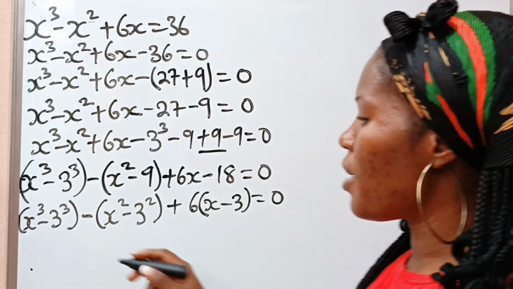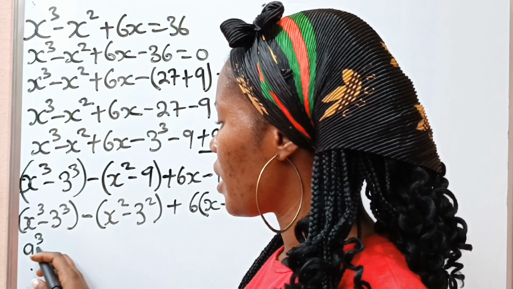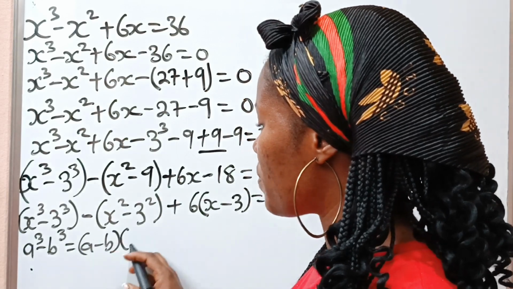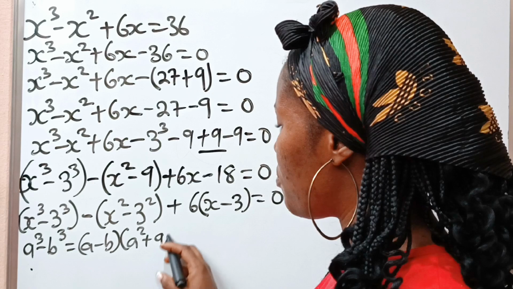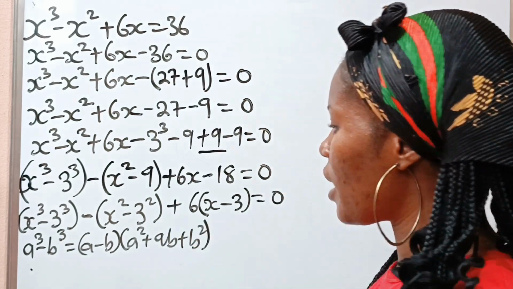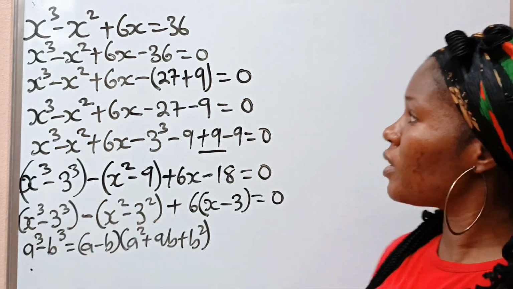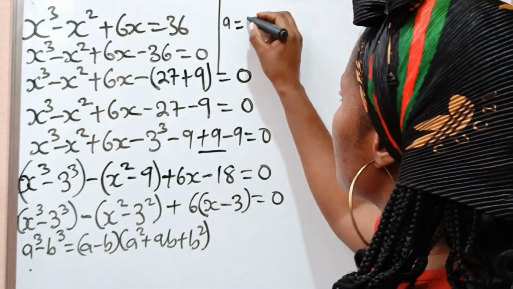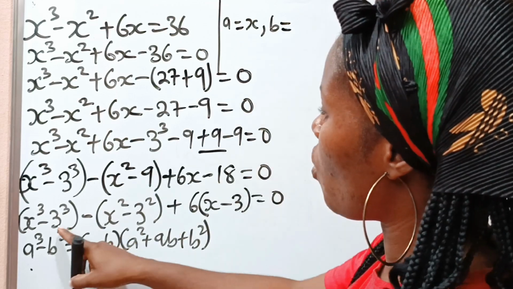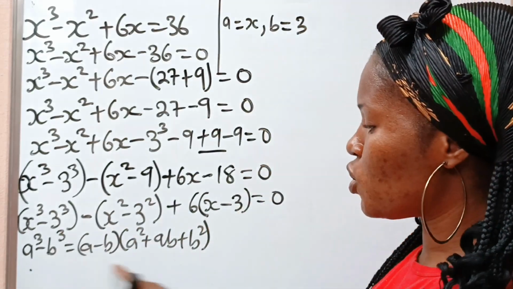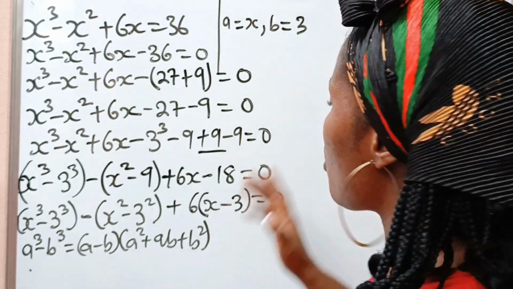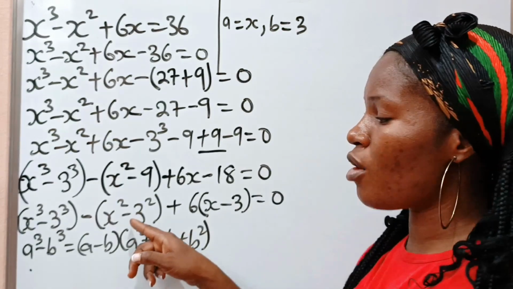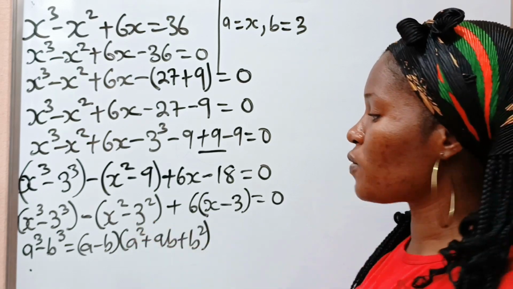Now note that when you have a to the power of 3 minus b to the power of 3, that is equal to a minus b multiplied by a squared plus ab plus b squared. In this case, our a is equal to x, our b is equal to 3. Before we substitute, we have another algebra identity here, which is the difference of 2 squares.